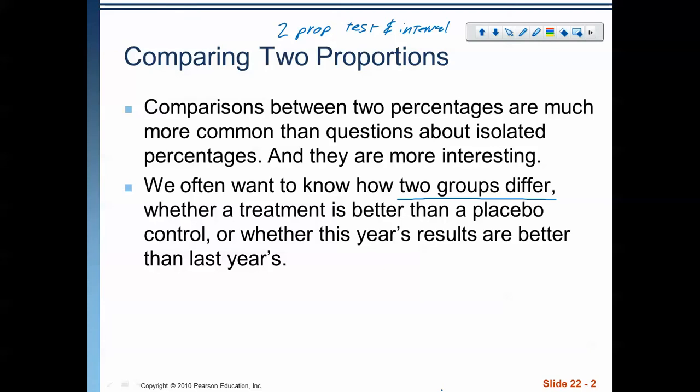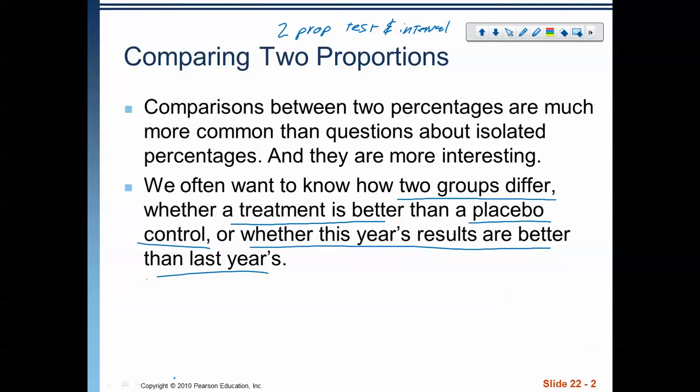right? If you think back to our experimental design, is the treatment that we're imposing better than the placebo control that we've put forward? If it is to the point where it could not be random variation creating this difference, then that treatment is an effective treatment. We might want to say whether this year's results are better than last year's results, right? We can take two proportions, like a percent of products sold, and then we can see if there was some increase over the year that can be explained as an actual difference, not just random variation.